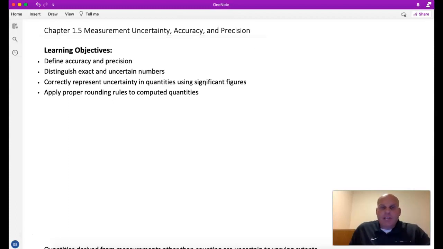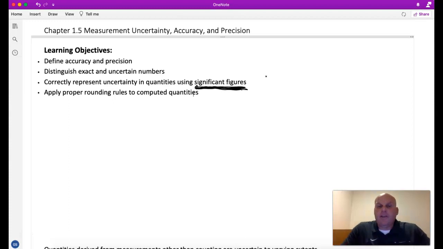Here are our learning objectives for this section. And I'm going to emphasize this one right here because significant figures play a very important role in chemistry.